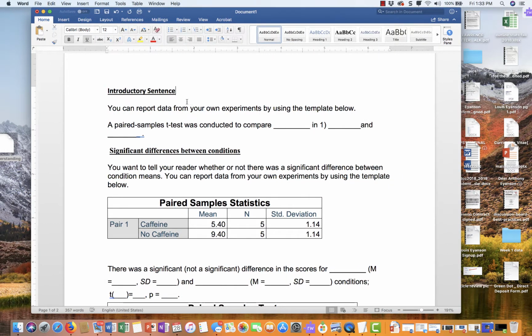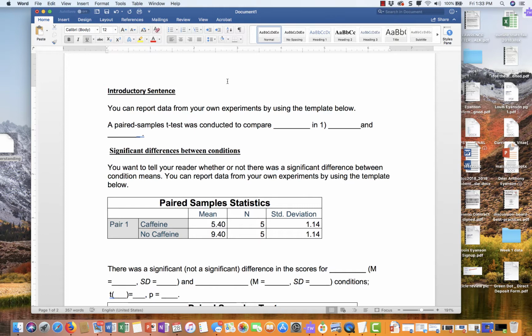Hello everybody, we're going to work on your paired sample t-test. We've gone over what a paired sample t-test is in another video, but remember, you're running two basically related conditions: two different mile times, two different test scores. In this case, we're looking at caffeine and no caffeine, and this is the example that is in the first video. This is not your homework.